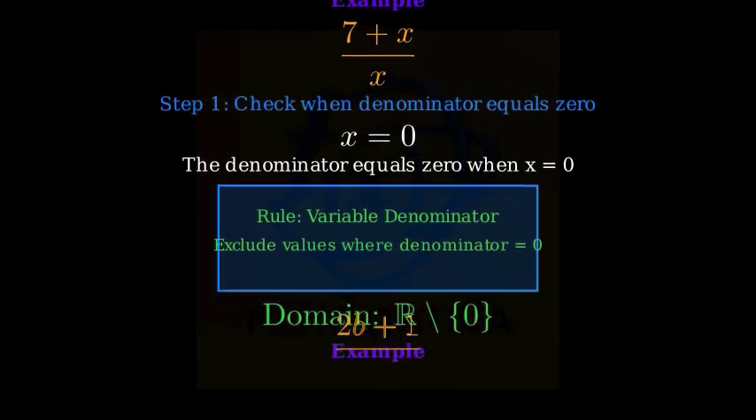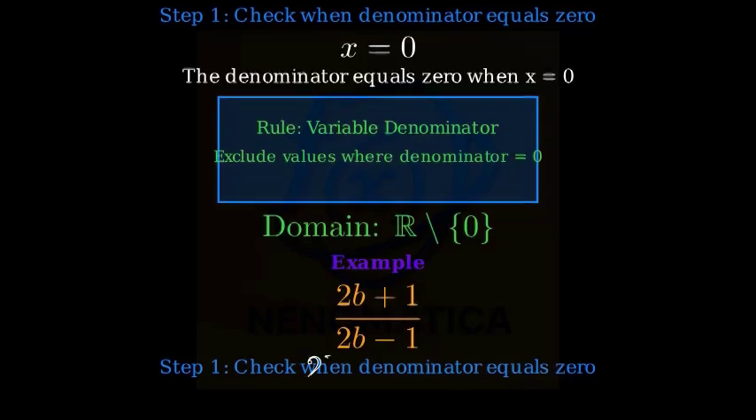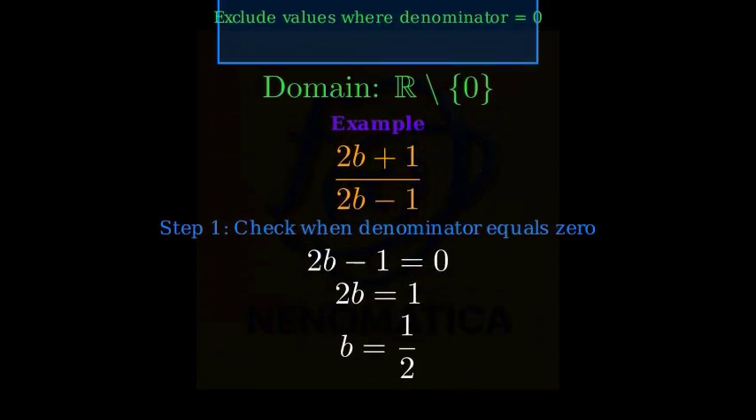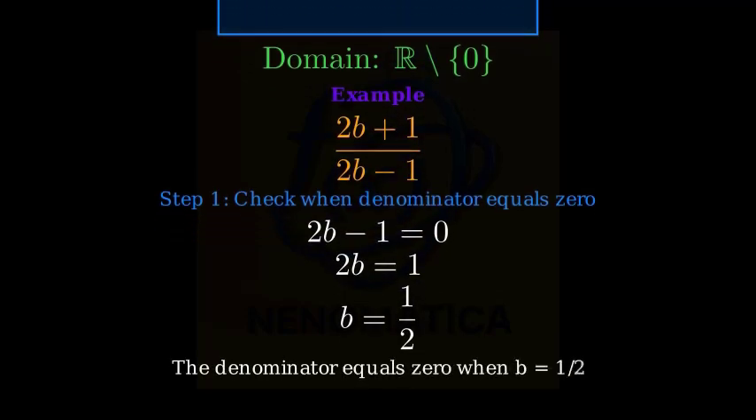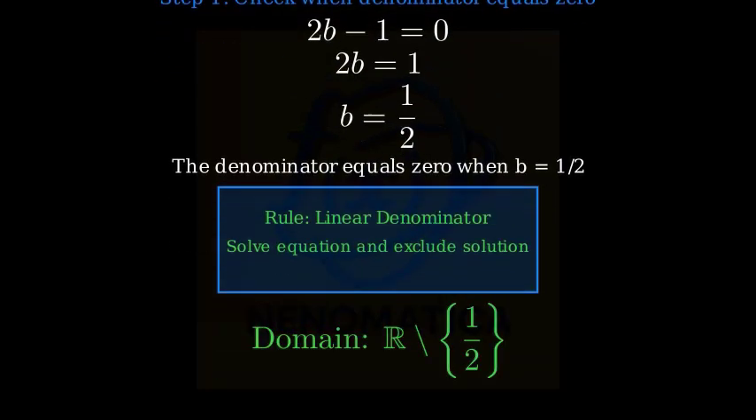For our final example, find the domain of the expression (2b + 1) divided by (2b - 1). As before, we need to determine when the denominator equals 0. Let's set the denominator equal to 0 and solve for b. We've found that when b equals 1/2, the denominator equals 0. Therefore, we must exclude b equals 1/2 from the domain.